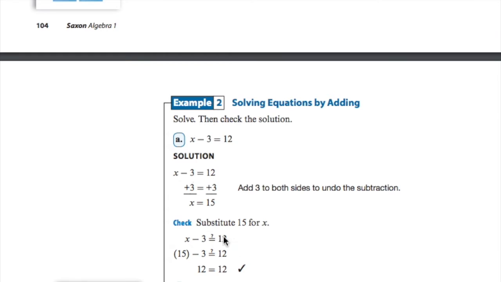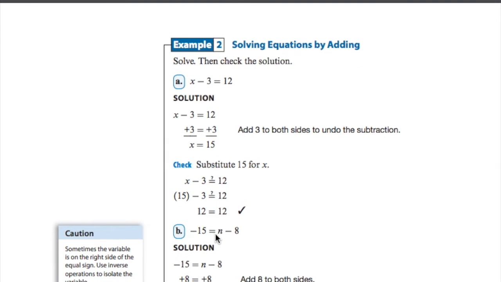Yep, that works. Here you'd have your answer, 12 equals 12. In letter B, negative 15 equals n minus 8. I have minus 8, minus 8, minus 8. Anytime that I see subtraction, I do the opposite. The opposite of minus 8 is plus 8. What I do to one side, I do to the other side. So if I add 8 to one side, I add 8 to the other side, and now I can simplify.